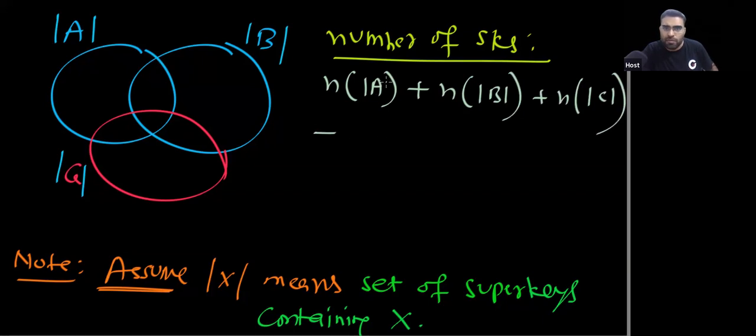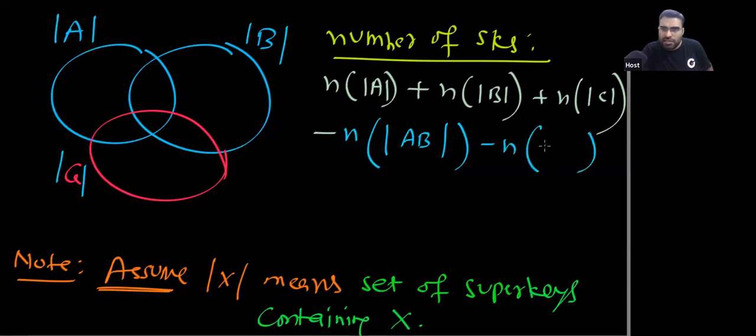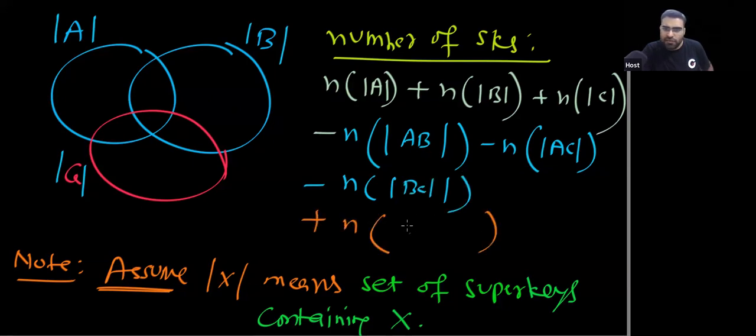Minus what will I do? Tell me, minus what will I do? Minus how many are there where you have A also, B also? Minus how many are there where you have A also, C also? Minus how many are there where you have B also, C also? And finally, plus how many are there where you have A, B, C, all of them?